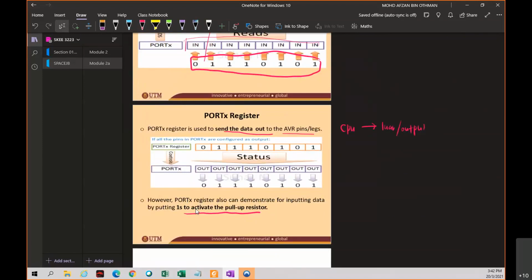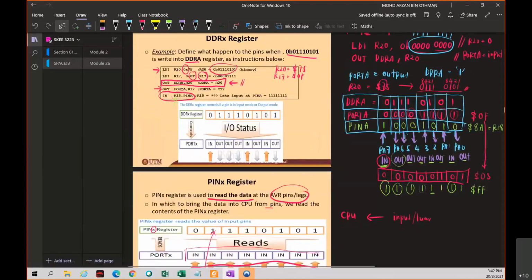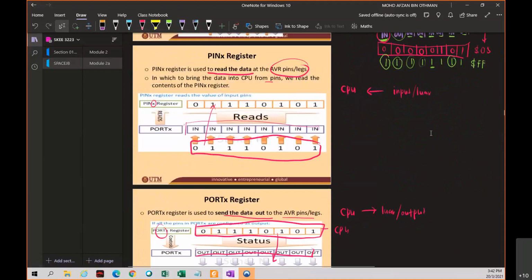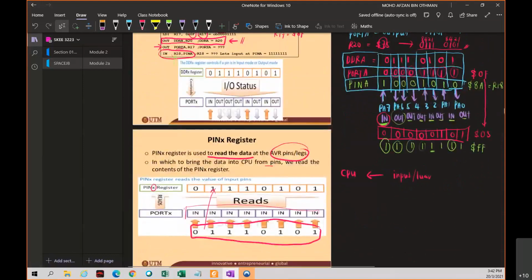Contoh kat sini. Okay, this is the value yang kamu nak hantar daripada CPU. Okay, so dia akan disimpan dalam port X register. Since your port X sekarang ni kalau kamu tengok, kamu jadikan dia semua sebagai output. So all this value kat sini akan boleh dihantar keluar. Dia tak sama dengan yang ni tadi. Yang ni kan kita ada combination input and output at the same time. So that's why a certain value from the CPU tak boleh dihantar keluar and a certain value from the pin X tak boleh masuk ke dalam CPU. Okay, so that is the difference lah.